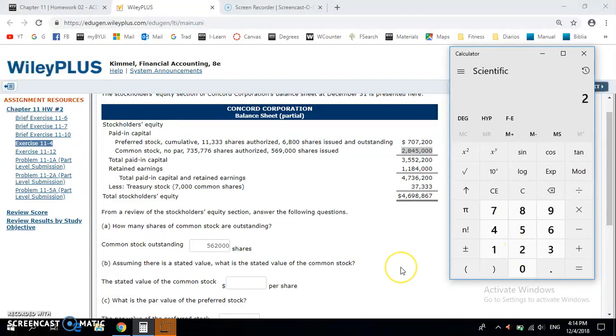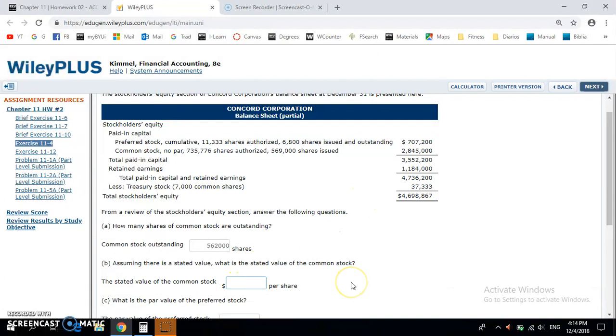Clear. 2,845,000 divided by how many shares issued? 569,000. So we know that the stated value is $5 per share. Okay.